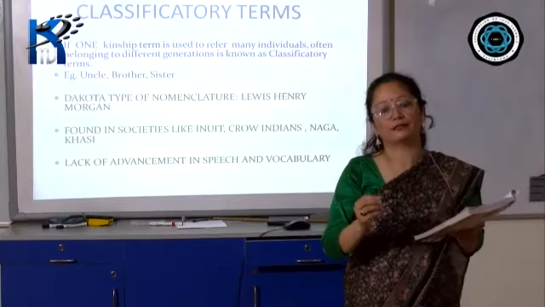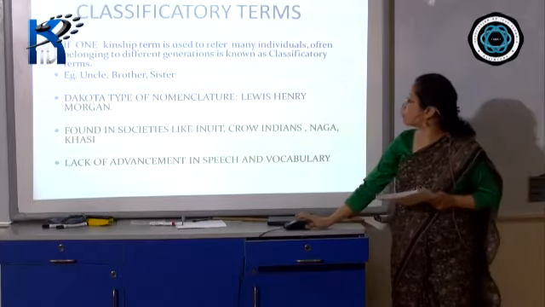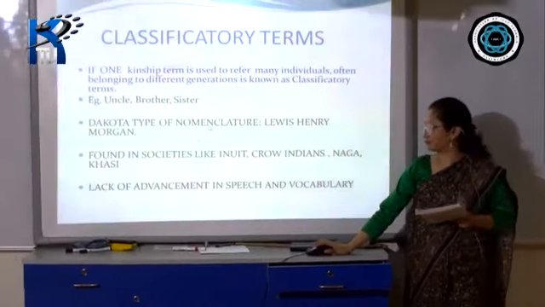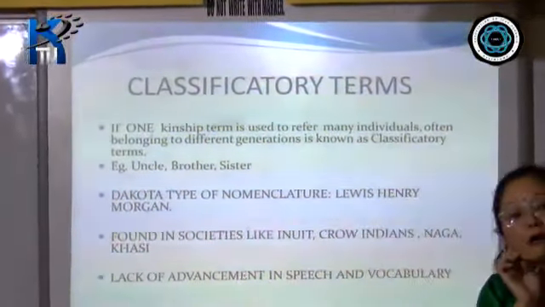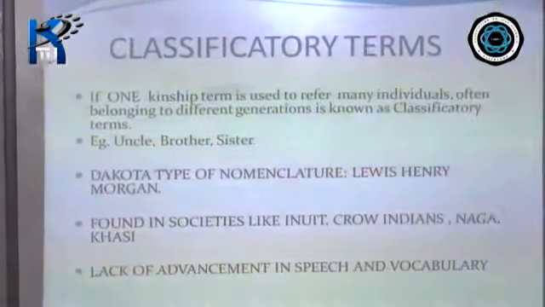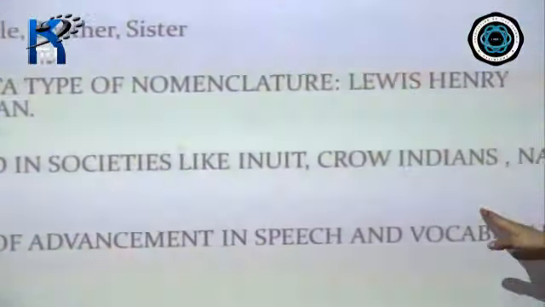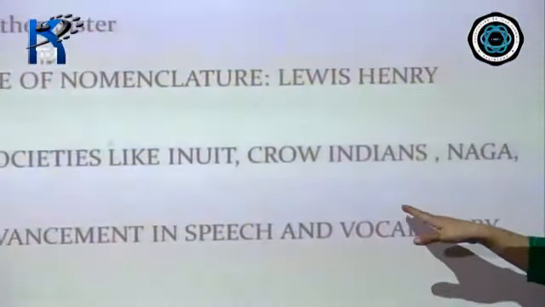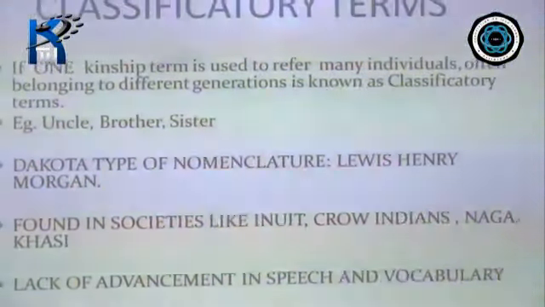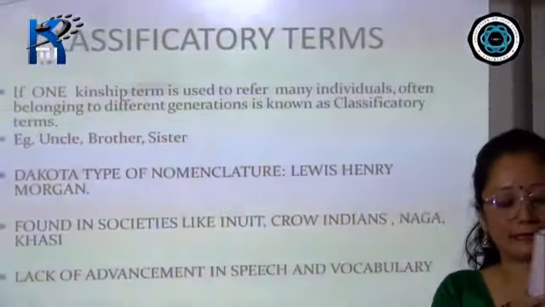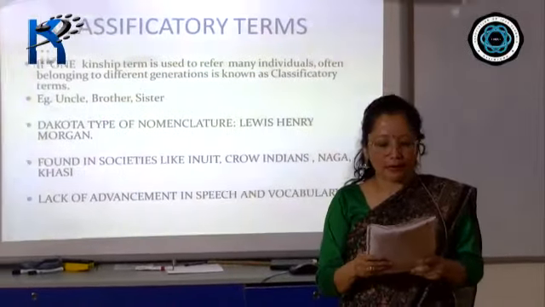This system, this practice, he later referred to as the Dakota type of nomenclature. Now, this Dakota type of nomenclature is found among the Inuits and Crow Indians, Nagas and Khasis. I have given several tribal groups, both from India and outside India, all right? And the common ones in India would be the Nagas and the Khasis. And just to explain it in detail, I will read out how it is practiced amongst the Nagas.